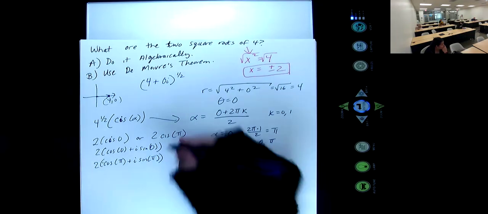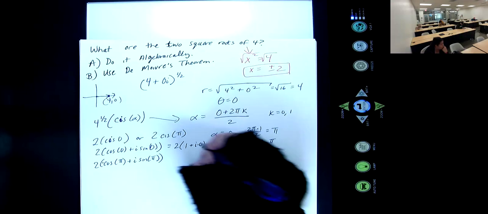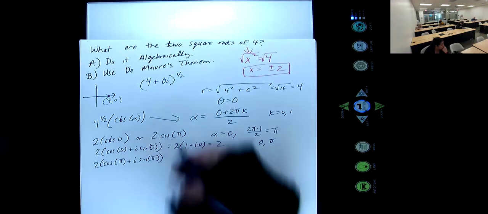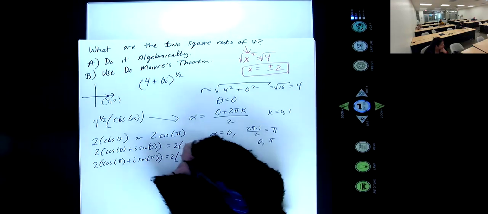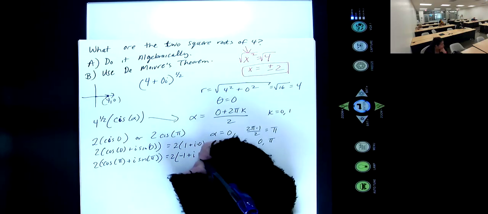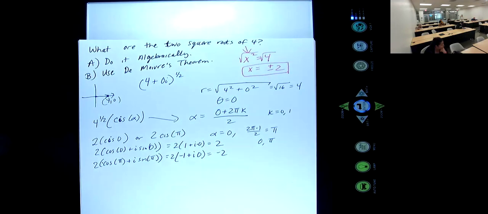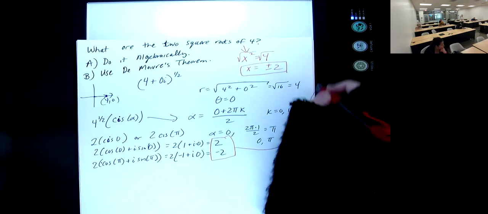What is cosine of 0? 1. And sine of 0? 0. So that's just the 2. And this one, what is cosine of pi? Negative 1. And sine of pi? 0. So that's negative 2. So yeah, the 2 answers we got using De Moivre's are the same as this.